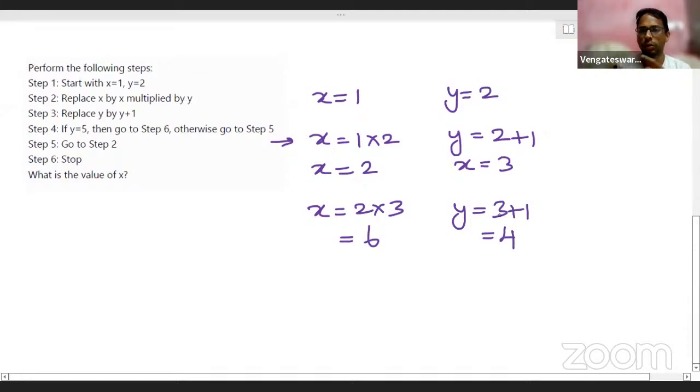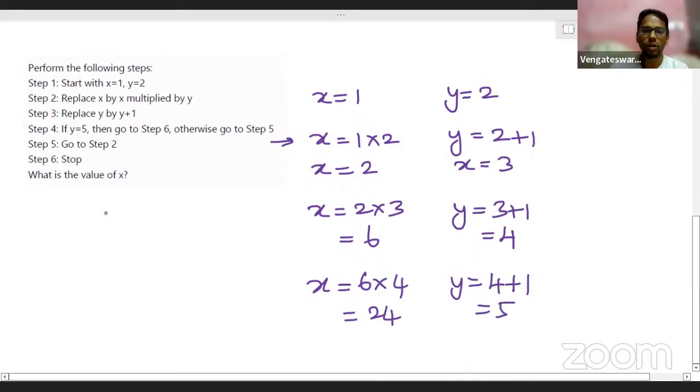So now I think you're able to understand the loop it is following. I need to repeat this process till I get y equal to 5. That's going to be the point. So y is equal to 4 only, which means y is not equal to 5. That means we are asked to repeat the same process again. X will be equal to the new value of x into y, which is 6 into 4, which will be 24. And y is going to be 4 plus 1.